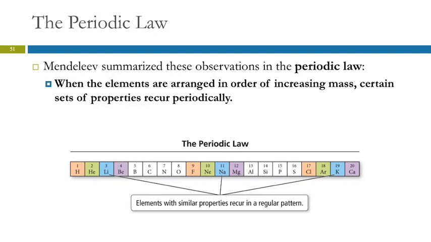And so he summarized his observations in what's known as the periodic law. When elements are arranged in order of increasing mass, certain sets of properties recur periodically. No explanation of why this is, but he said, hey, I noticed this. This is true.